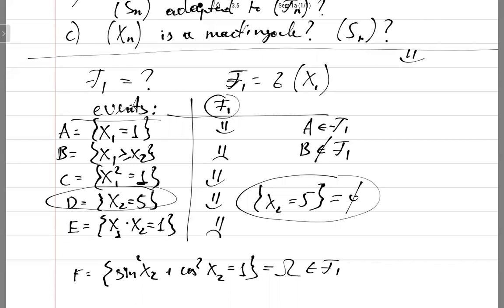So I'm not just looking at the number. I don't know x2 yet, but maybe something is obvious. For example, if I would change it to x2 plus 1 is greater than or equal to x1, this event is also in F1, because I'm pretty sure that this will happen. No, plus 2, and it will happen for sure.